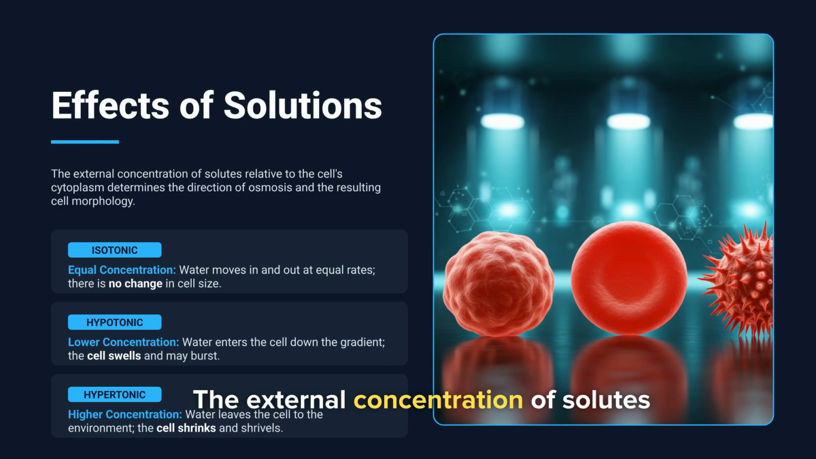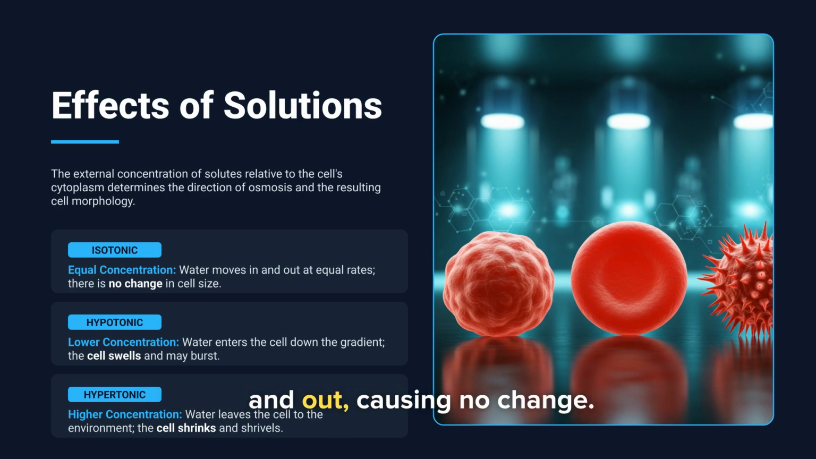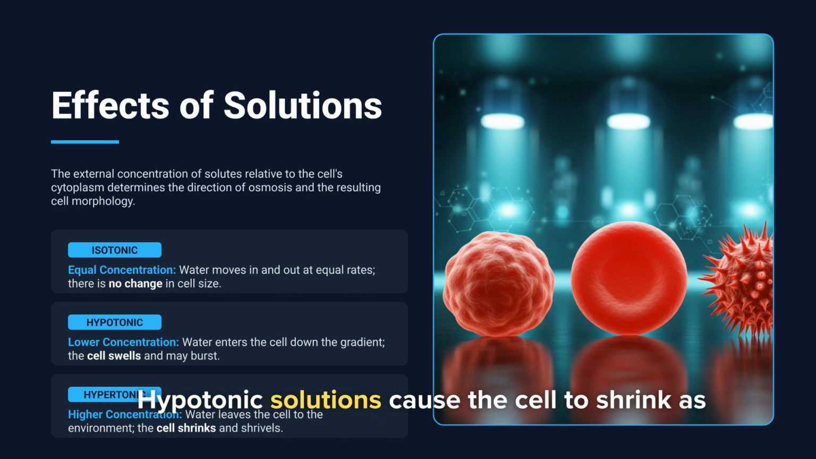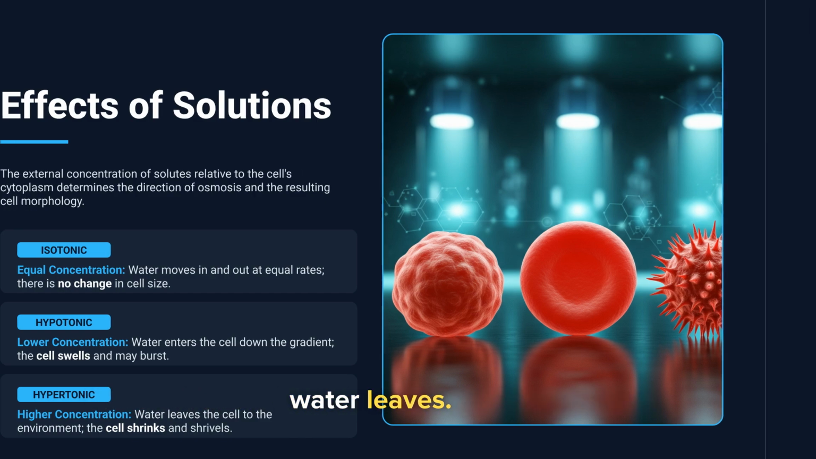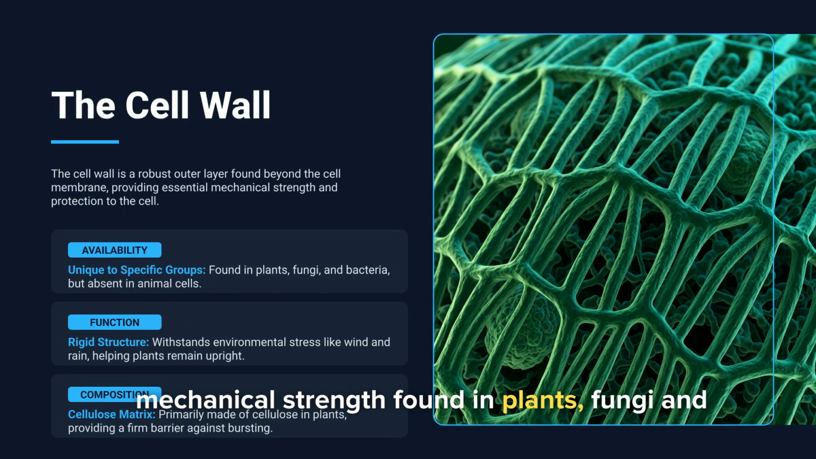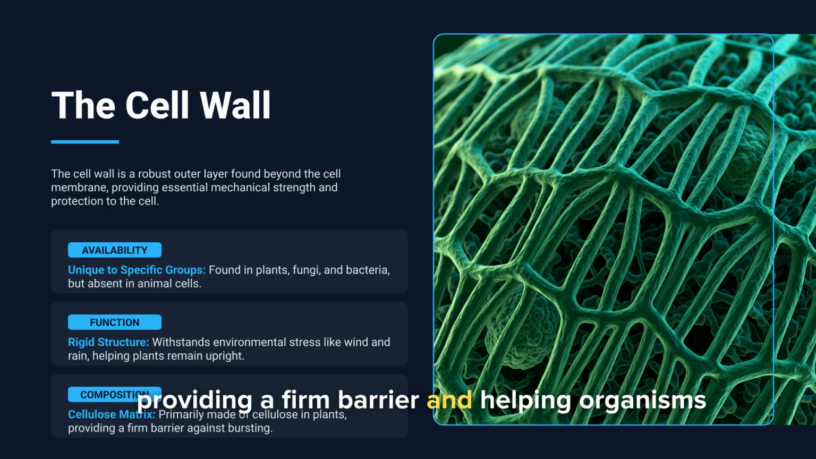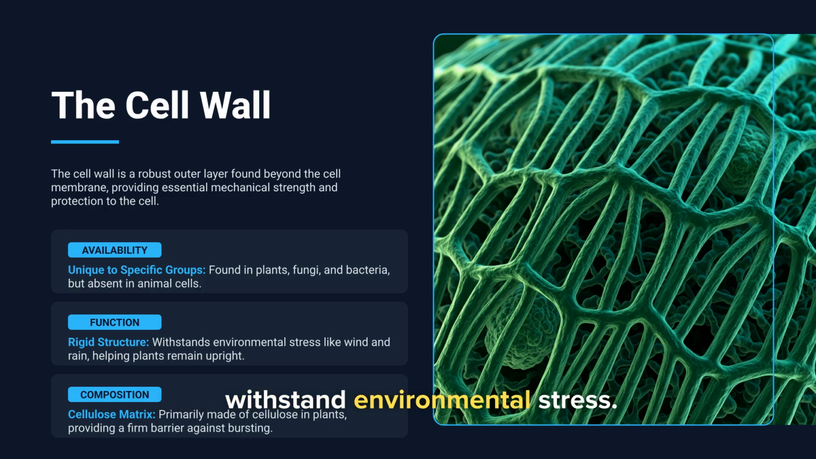The external concentration of solutes determines the effects on a cell's size. In isotonic solutions, water moves equally in and out, causing no change. Hypotonic solutions cause water to enter, making the cell swell. Hypertonic solutions cause the cell to shrink as water leaves. The cell wall is a robust outer layer providing mechanical strength found in plants, fungi, and bacteria. It consists primarily of cellulose in plants, providing a firm barrier and helping organisms withstand environmental stress.